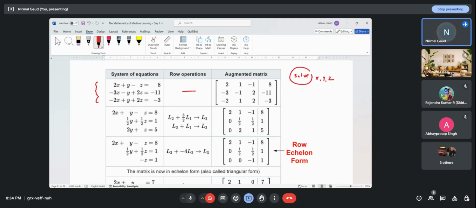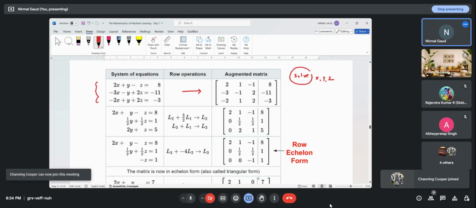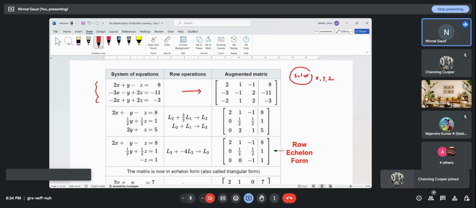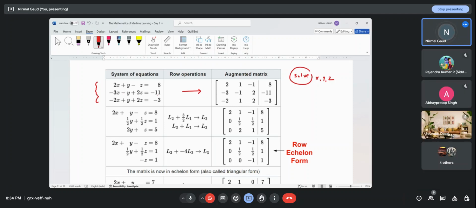First, convert it into an augmented matrix. So this is the augmented matrix which you are seeing here, where you put the coefficients of the variables x, y, and z. So these are 2, 1, and -1. Then the next equation's coefficients you put, and so on. And on the right hand side, 8, -11, -3. This is what we call an augmented matrix.